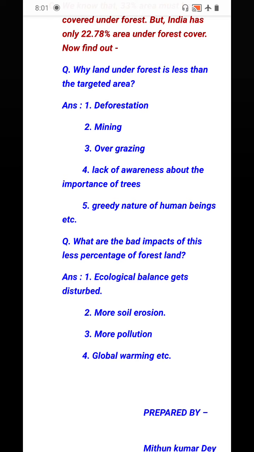Second, more soil erosion, because with less tree cover the soil erosion rate will be higher, since the roots of the trees hold the soil, make it compact and protect it from erosion. Third, more pollution, because trees are called natural sponges. They absorb harmful gases and protect us from them. If the number of trees is less, there is more pollution, and also global warming, an increase in the world's temperature. That is also a problem.